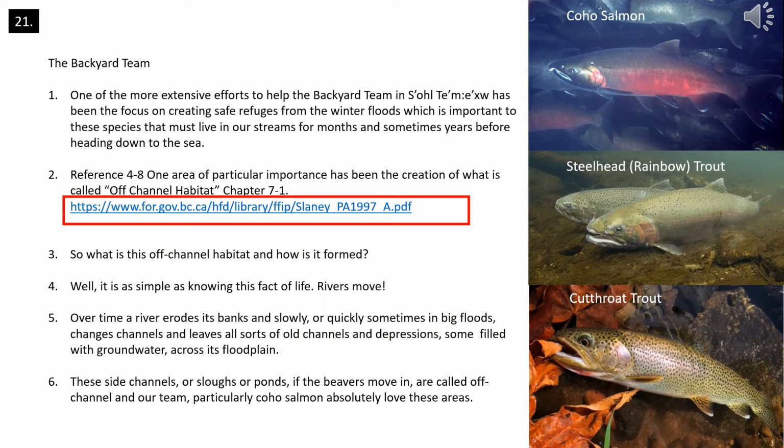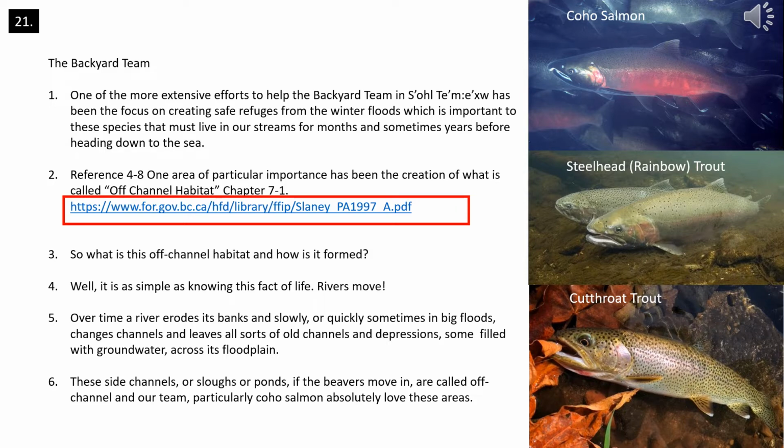So we've mentioned the West Coast rain on snow flood a number of times previously. One of the most extensive efforts to help the backyard team here in Skouchetamuk has been the focus on creating safe refuges from these winter floods, which is important to these species that must live in our stream for months and sometimes years before heading down to the sea. So one area of particular importance has been the creation of what is called off-channel habitat. Again, chapter 7. Here's a link. Have a good read.